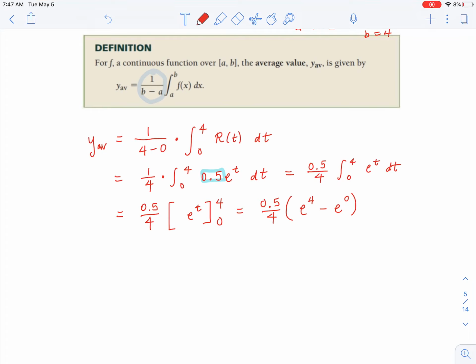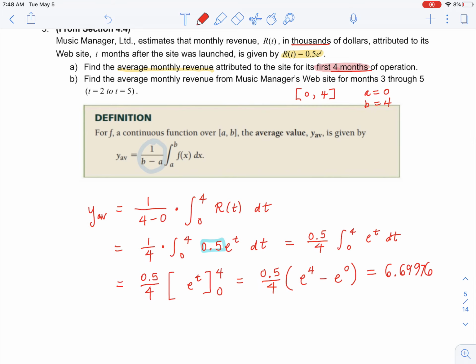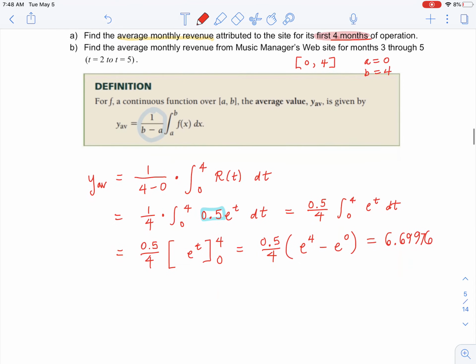Let's write that answer. It came out to be 6.69976, so the average monthly revenue for its first 4 months is going to be $6,699.77. So this is the answer for A. All right, let's go ahead and do B.